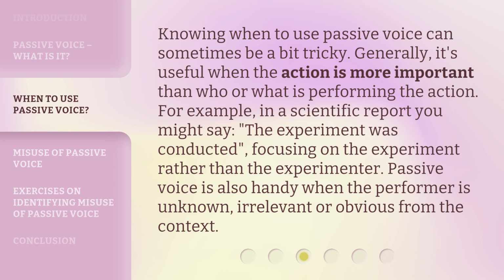Knowing when to use passive voice can sometimes be a bit tricky. Generally, it's useful when the action is more important than who or what is performing the action. For example, in a scientific report you might say, the experiment was conducted, focusing on the experiment rather than the experimenter. Passive voice is also handy when the performer is unknown, irrelevant or obvious from the context.